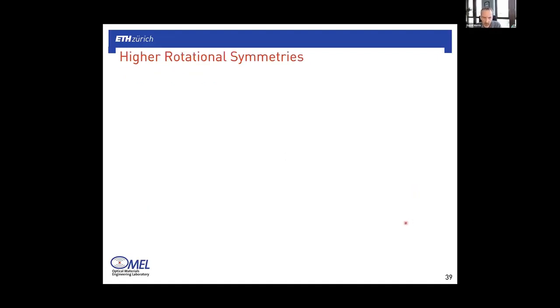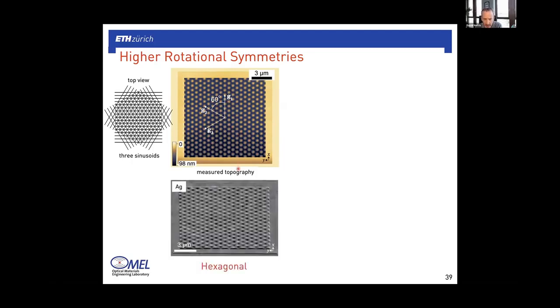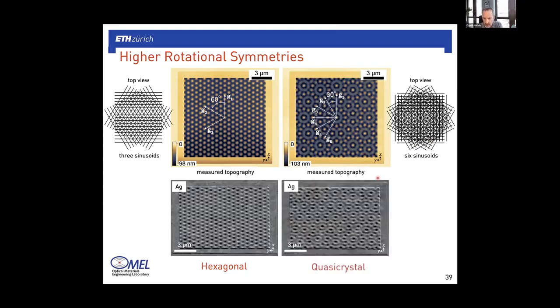And then finally, you can go to even higher rotational symmetries by combining more. If you combine 3 sinusoids, each rotated by 60 degrees, you get a hexagonal pattern. This hexagonal pattern here is in the polymer. So this is a measured structure, and then replicated into the silver. Or Nolan went on to combine 6 sinusoids, each rotated by 30 degrees. And in that case, you get a quasi-crystalline pattern. Again, this is measured in the polymer, and then this is replicated in the silver.